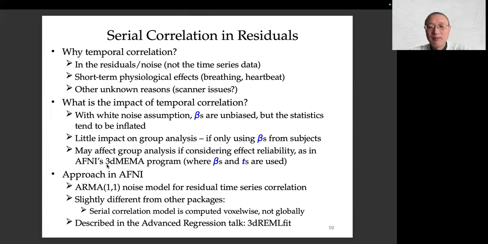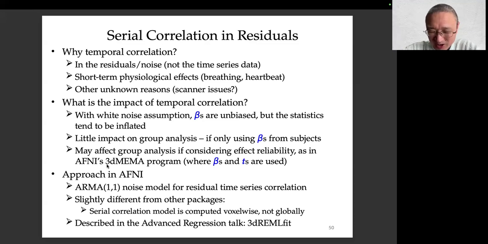The second issue I want to talk about is the residuals. The traditional statistical model, the linear regression model, assumes the residuals are white. What do I mean by white? It means that there's no structure. We assume they're totally independent of each other. But in reality, we don't do a good job fitting the data, because there's so much information in the data we cannot explain. So that creates a problem.